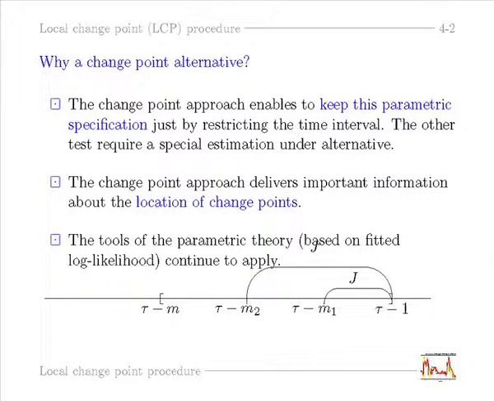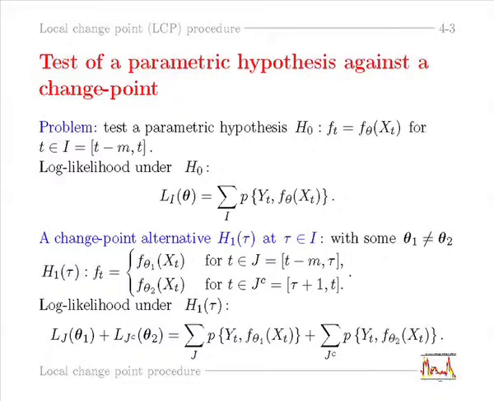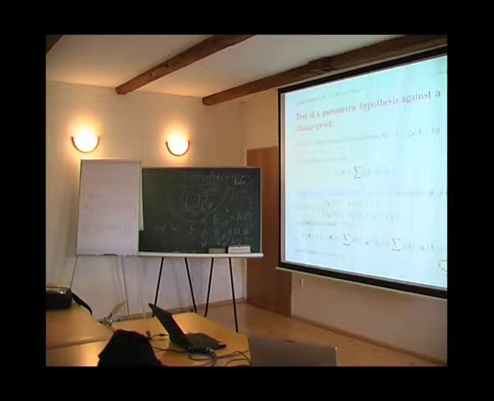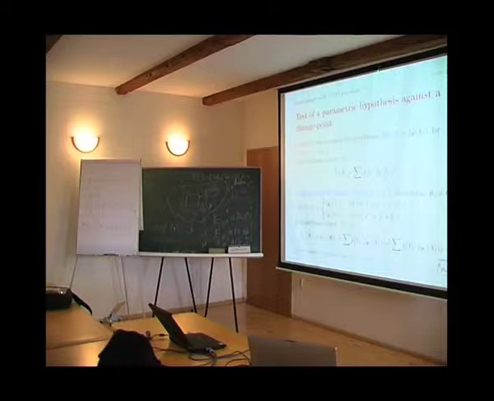Okay, so the setup is more or less the same. Now I explain in a few words what this change point test means. You have your null hypothesis that the function is parametric within the interval capital I. This is your belief, and this belief you want to check. So it could be GARCH here, or ARCH. First you write your log likelihood under the null hypothesis. This is the case that Ft is exactly f theta.